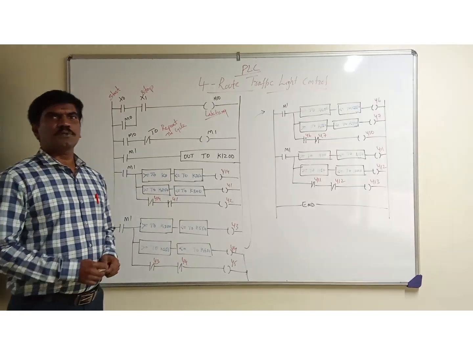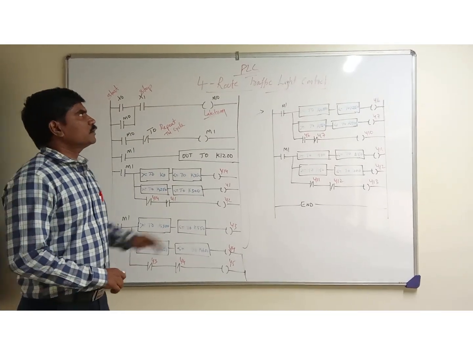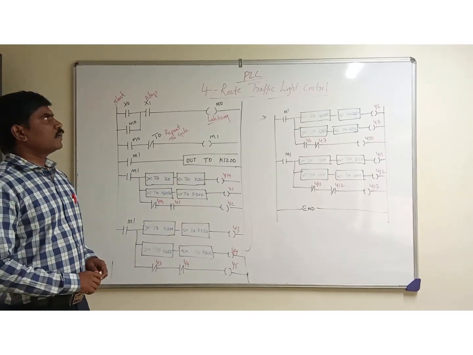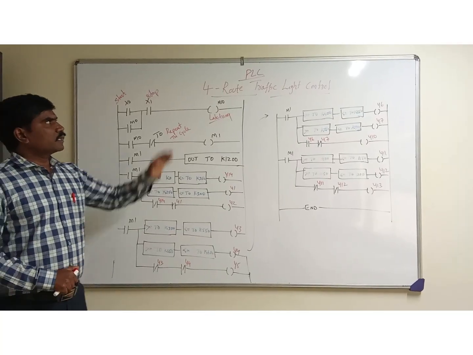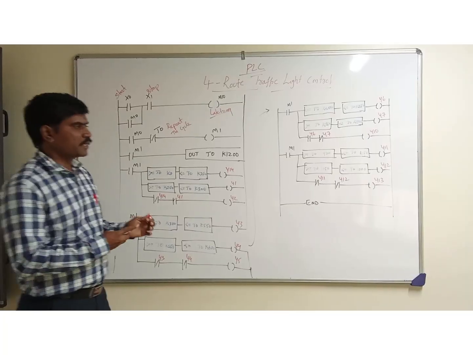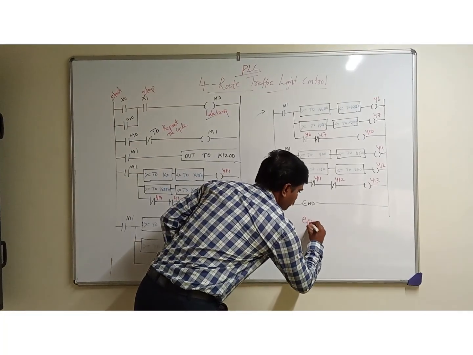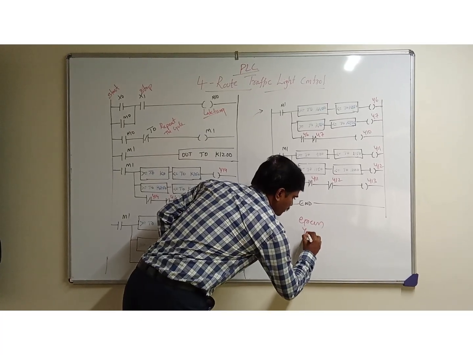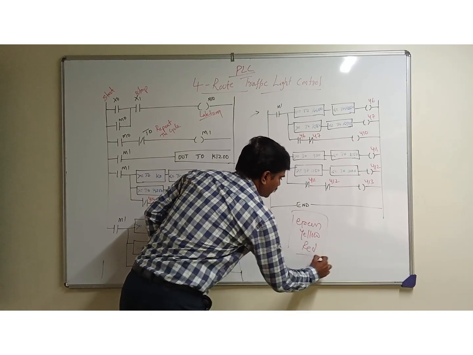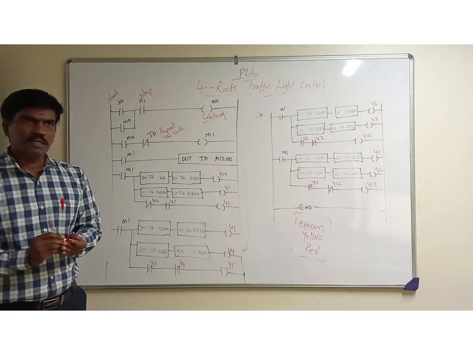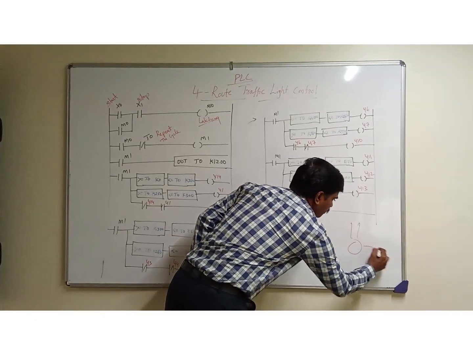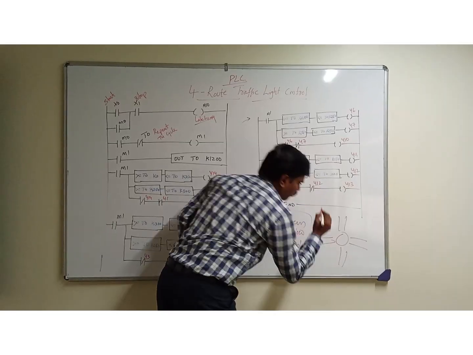Very good morning. Today I am going to explain how a four-route traffic signal is controlled by a PLC. There are four routes, and in these four routes we need to use three lights: green, yellow, and red. These three lights have to control each route. So there are four routes: route 1, route 2, route 3 and route 4.